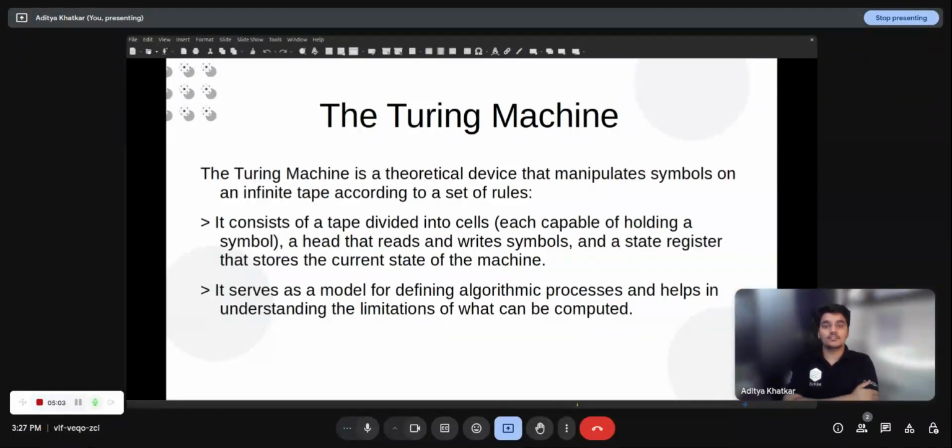The Turing machine is a theoretical device that manipulates symbols on an infinite tape according to a set of rules. It consists of a tape divided into cells, each capable of holding a symbol, a head that reads and writes symbols, and a state register that stores the current state of the machine. It serves as a model for defining algorithmic processes and helps in understanding the limitations of what can be computed.